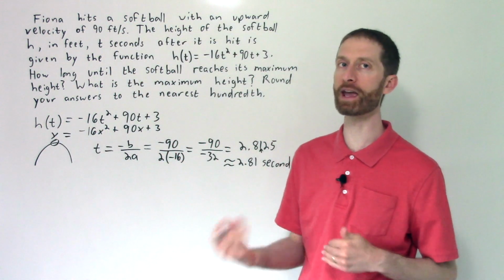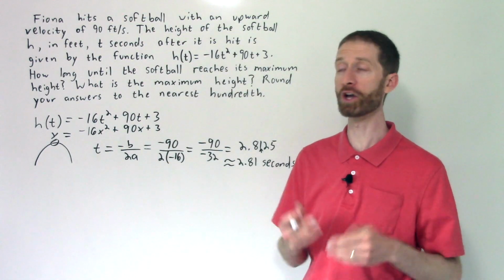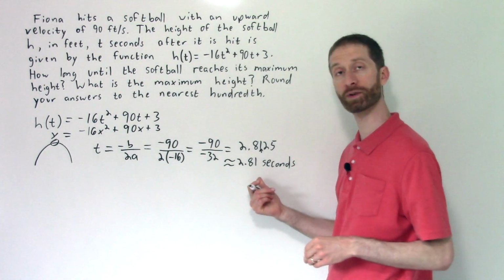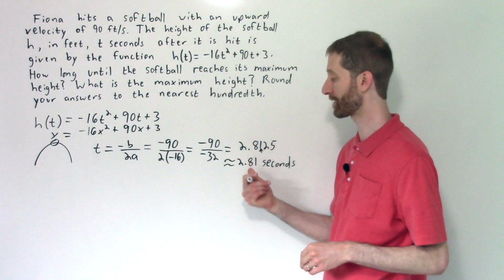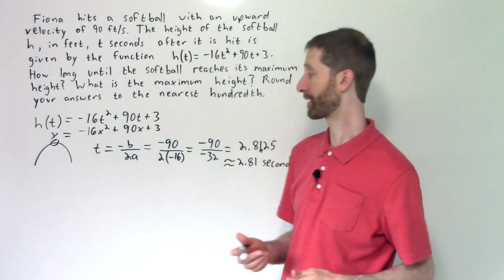So don't be fooled by the h and the t. We just want to know the y value now of the vertex. How high do we go at time 2.81 seconds? If it takes this long to get to the max height, if we just plug this in for t, we will figure out what the max height is.